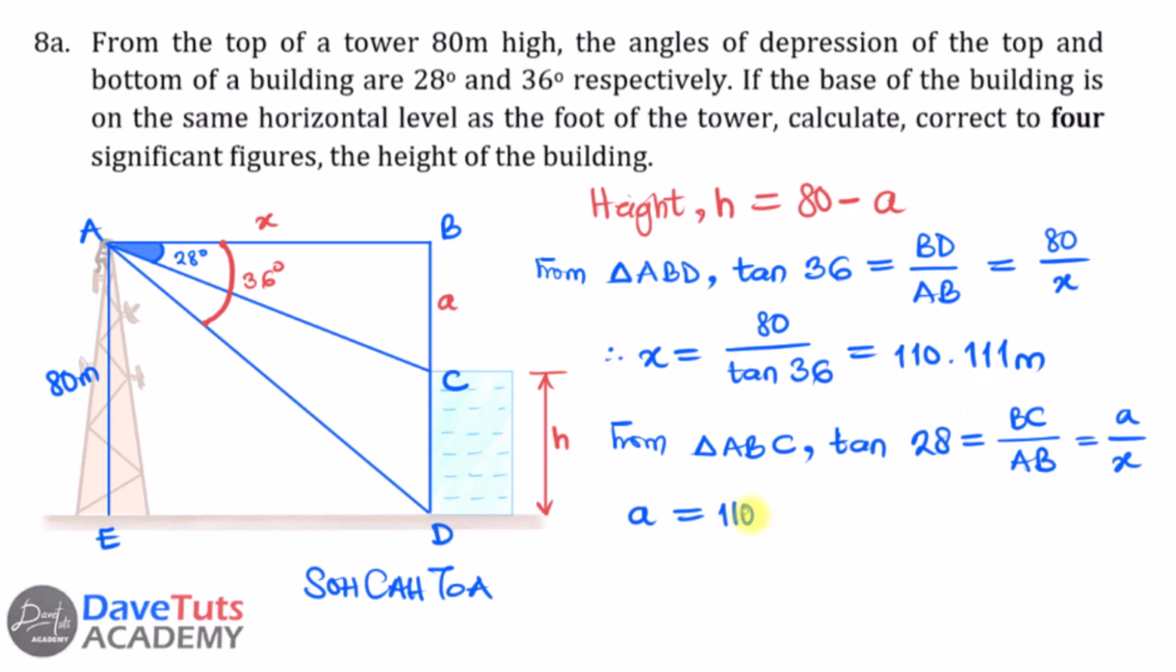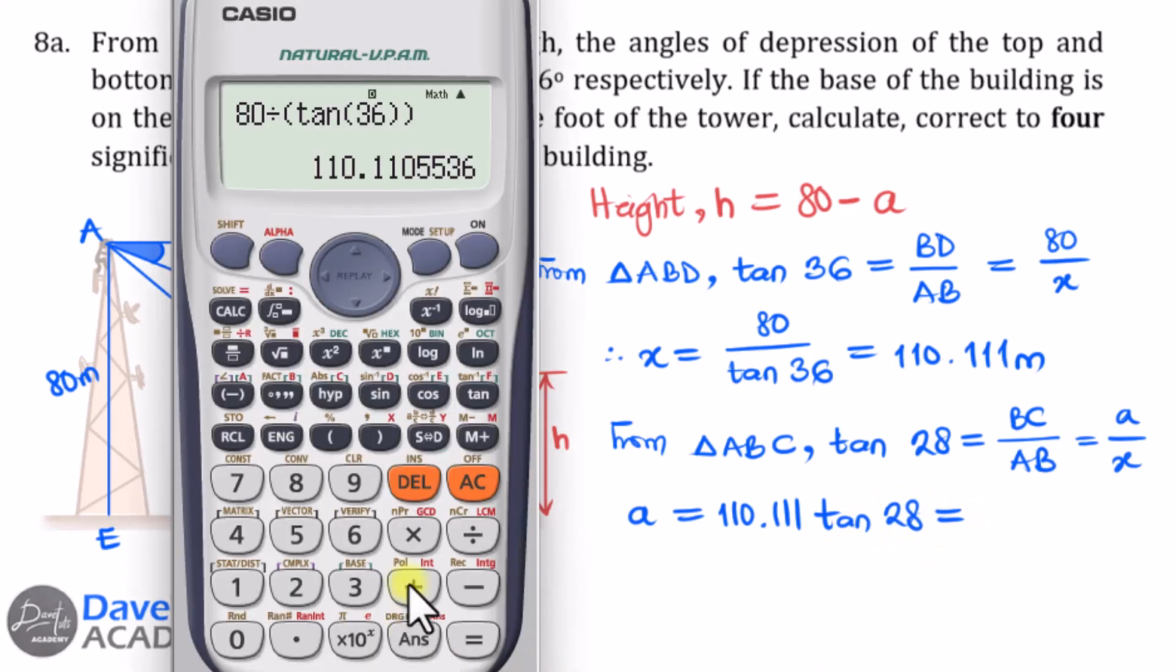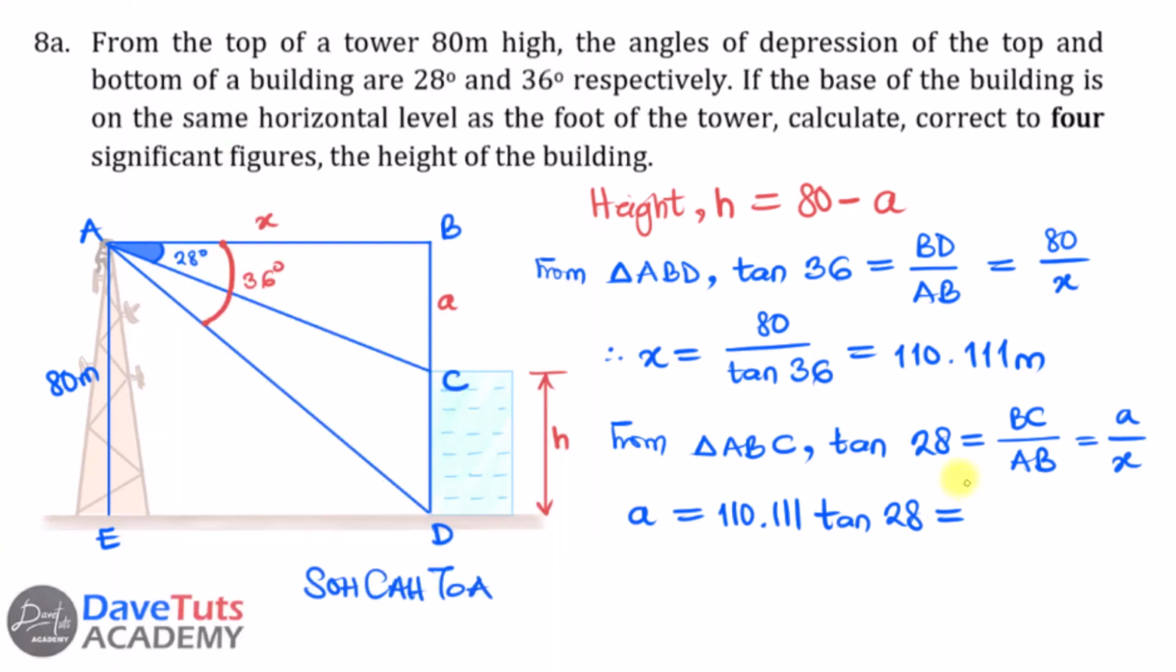So I have 110.111 tan 28. Okay, so calculator will help me to solve. Just the initial answer multiplied by tan 28. What's that going to give us? 58.5468 meters. But then that is A.